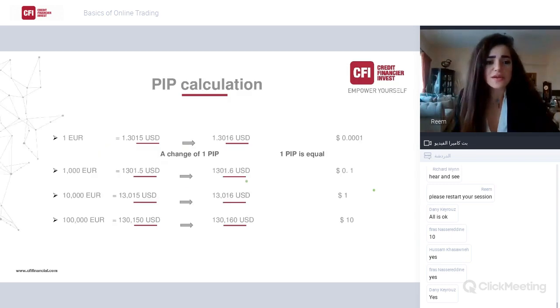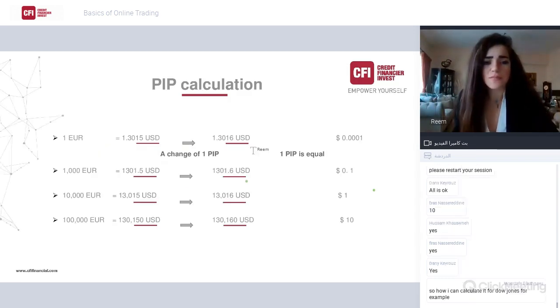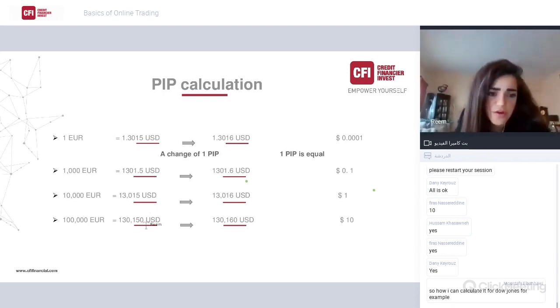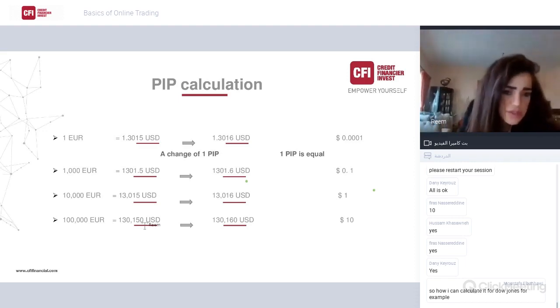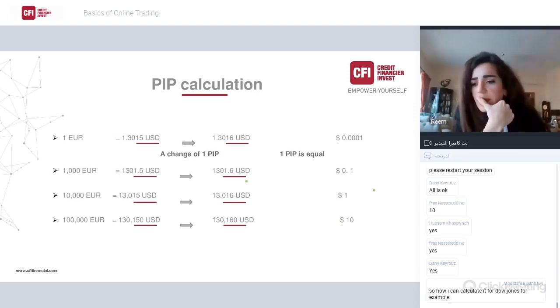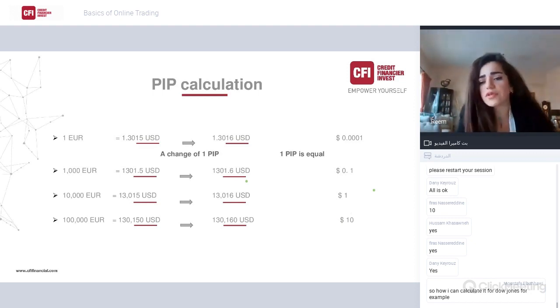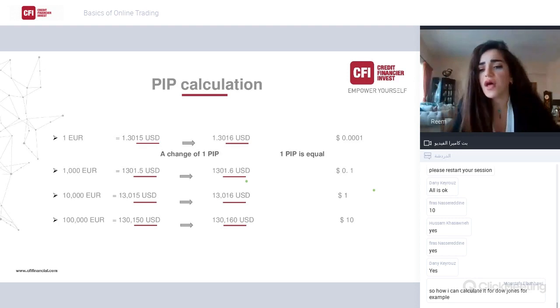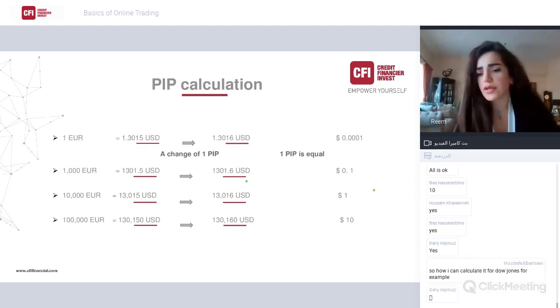Okay. So back to the presentation and back to the example. This was the pip, the 100,000, the one contract size. The fourth decimal number, the fourth decimal after the point. So it's $10 for a big contract. So how can I calculate it for Dow Jones? We will talk about this, Mustafa, in more detail in our next session. We will talk about oil, gold, and Dow Jones in detail.